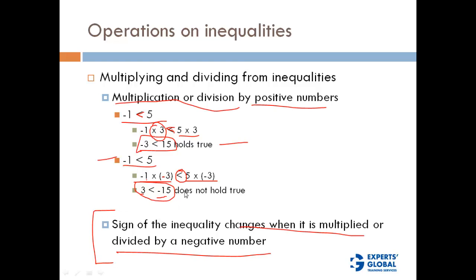And why do you have to change the inequality sign? Because obviously minus 1 into minus 3 is going to be greater than 5 into minus 3. So whenever there is a negative number involved in multiplication or division, you will have to change the sign. That is something that is very fundamental and you have to remember.